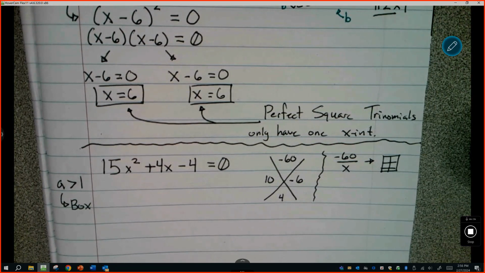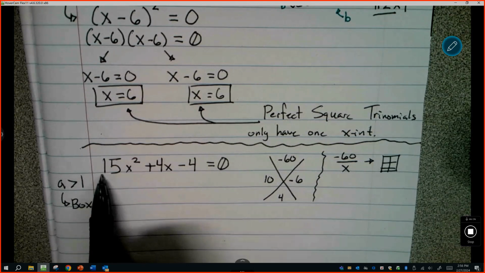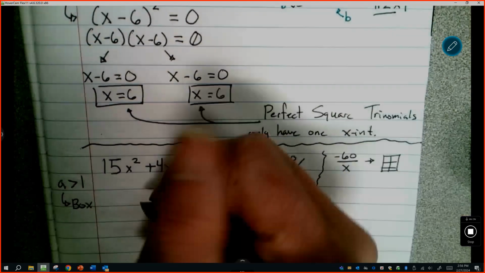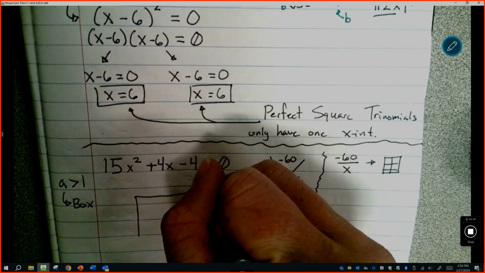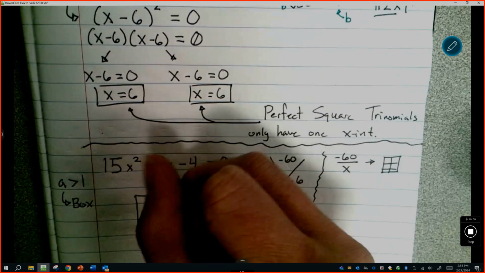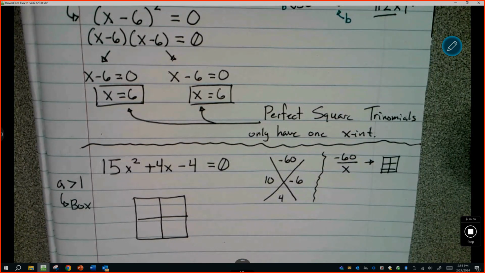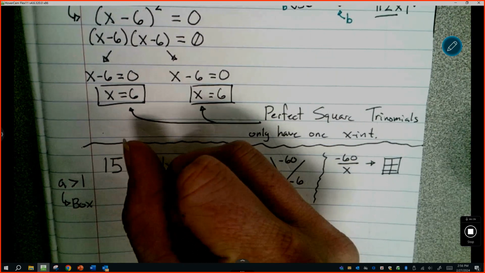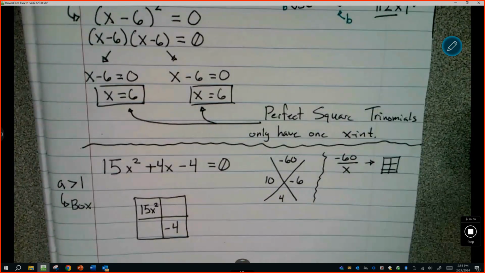In this case, can I go straight to my answer like we did in the first one? No, the reason being is because there's an a value greater than 1 here. So I'm going to have to do a box method or grouping, either or. But since most of you use the box, we're going to use the box representation to help model the same strategy. So 15x squared goes on the top left. Negative 4 goes on the bottom right.